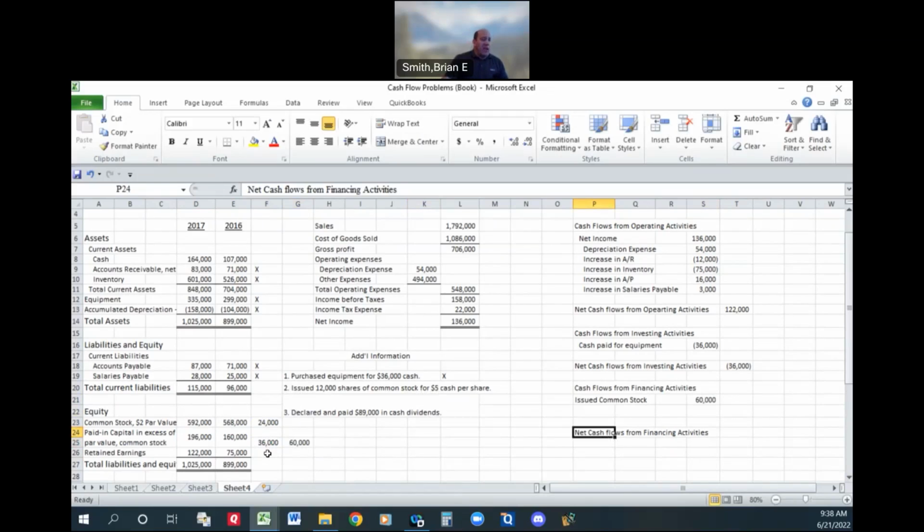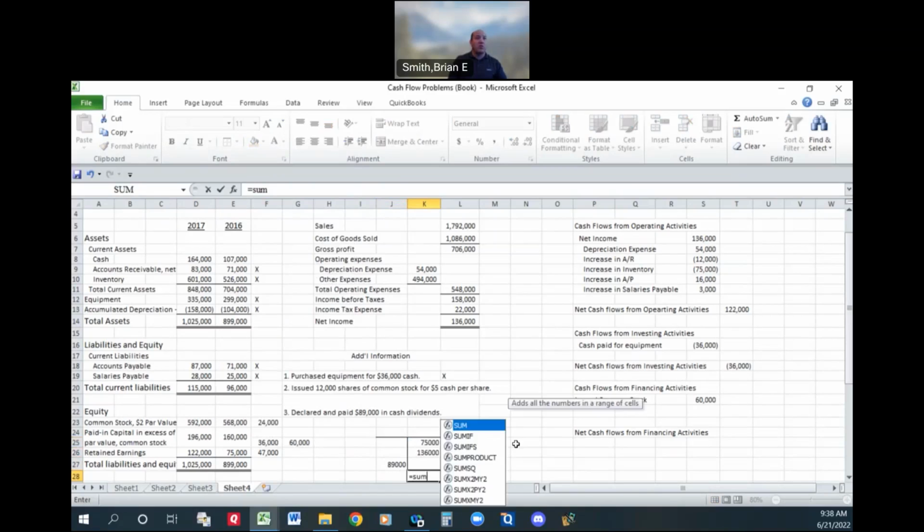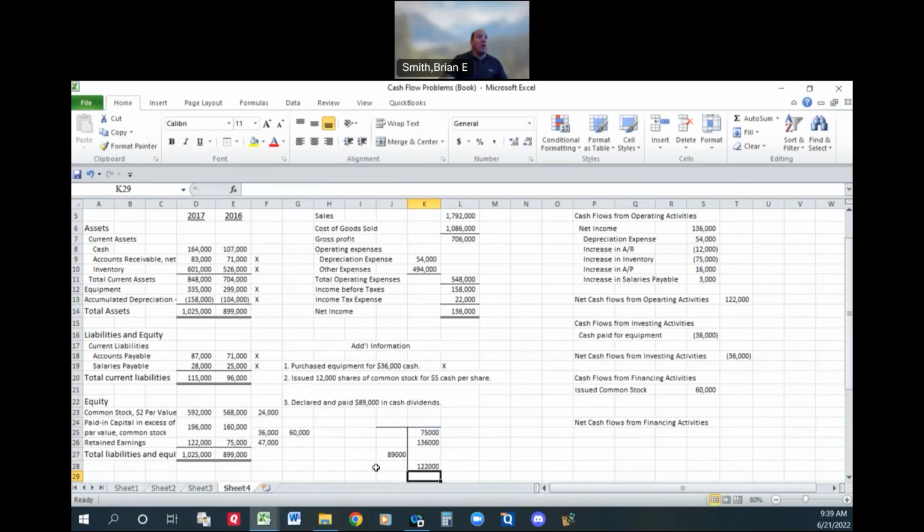Okay, then the last one's our retained earnings. Remember what our retained earnings is. All right, let's go ahead and just do our quick little T account over here. All right, so our retained earnings balance initially was $75,000. We increase it with net income, and then we decrease it with dividends. And so what is our ending balance? There it is, ending balance.